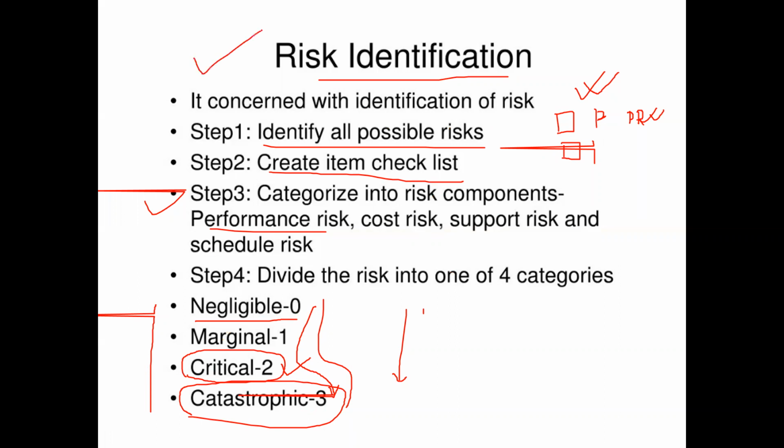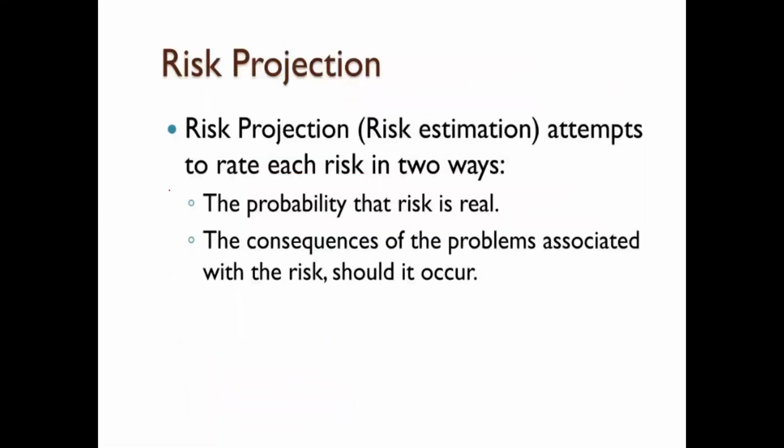That is the task done in risk identification. So risk identification means four things. Step 1, identify the risk. Step 2, prepare a checklist. Step 3, categorize that risk. And the fourth step is you have to think about the risk factor, that means the impact factor of that particular risk. According to that, in the risk projection step, you have to make a risk table.